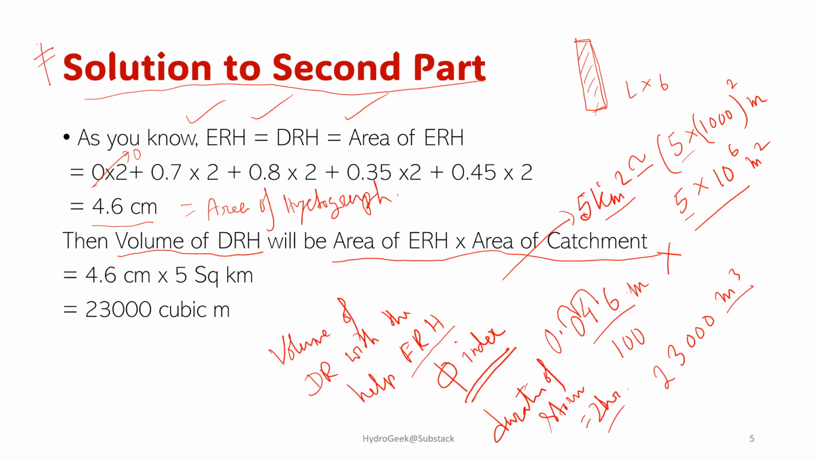Okay, so the first part was to draw the hyetograph. We have already drawn that, as I have demonstrated. In the second part, the calculation of the volume of DRH has also been done. So that is why 25,000 meter cube is the answer. That will be clear, because, so the answer is like this: 25,000 meter cube.